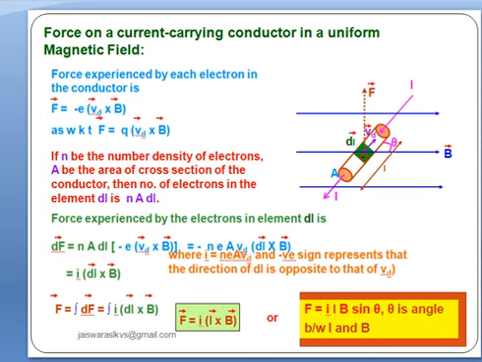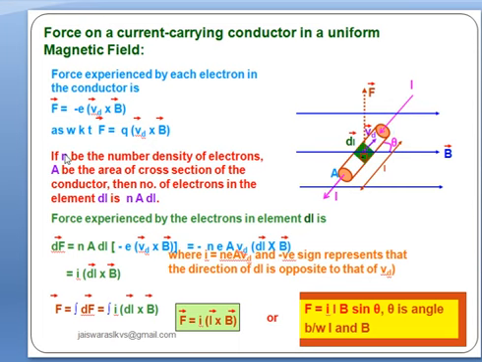So let us see. Force experienced by each electron in the conductor is F = -e(v × B). As we know, F = qvB sin theta, or q(v × B), where v is the velocity of the moving charge in the conductor. Here v_d stands for the drift velocity of charge moving through this conductor.